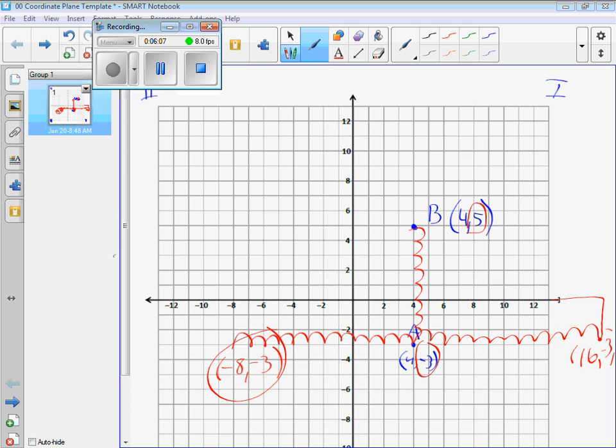And the reasoning is that it's on the coordinate plane. You can see it. All clear with that? Yep. We're going to build off of this here in a minute.